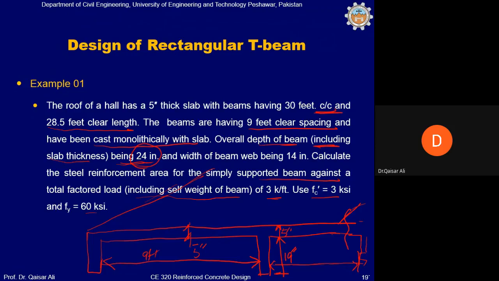You should very carefully read the statement of the problem. This is 24 inch from the top of the slab to bottom of the beam, because overall depth of the beam including slab thickness is 24 inch. So this total is 24 inch.